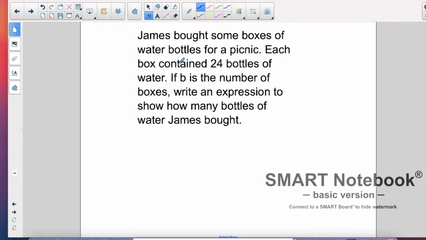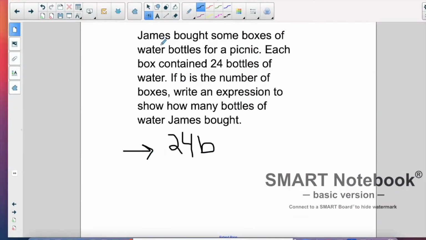Some boxes of water bottles for a picnic. Each box contained 24 bottles of water. If B is the number of boxes, write an expression to show how many bottles of water James bought. So if we have 24 bottles of water and we're looking to see how many bottles he bought, our answer then for our expression would just be 24b.